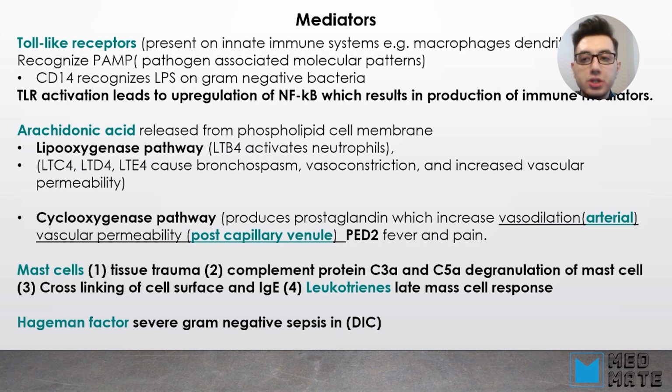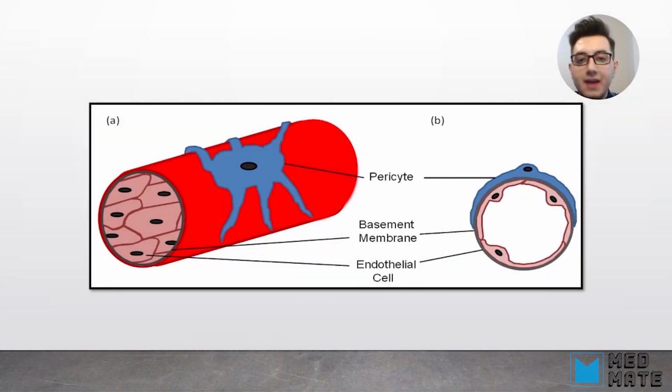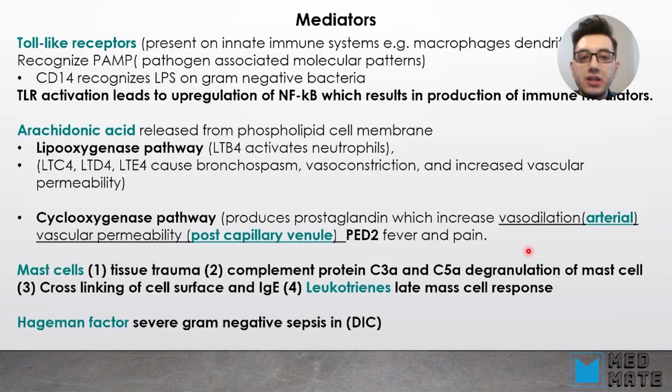And maybe the question that you may have is how these mediators or the lipoxygenase pathway lead to increased vascular permeability. What you have to know is that on the wall of our vessels, we have specific cells that are called pericytes. You can see them here. The constriction of these pericytes leads to movement of endothelial cells, and that opens up the area and leads to increased vascular permeability. Also, the cyclooxygenase pathway produces prostaglandins, which increase vasodilation.